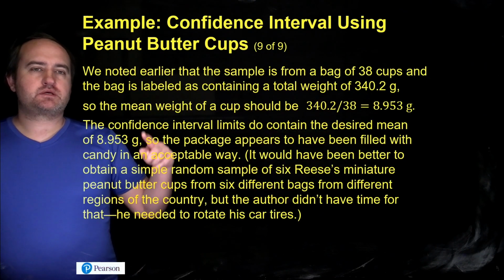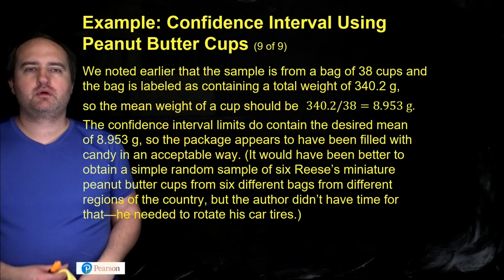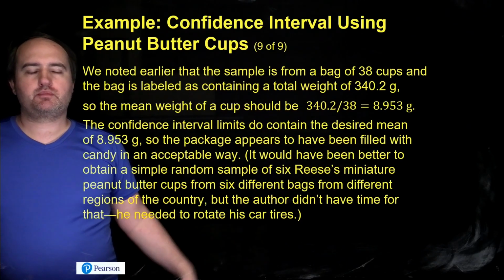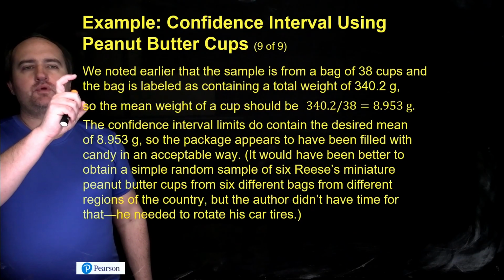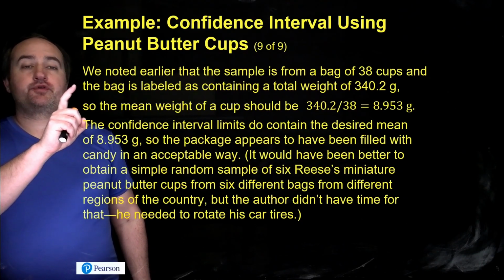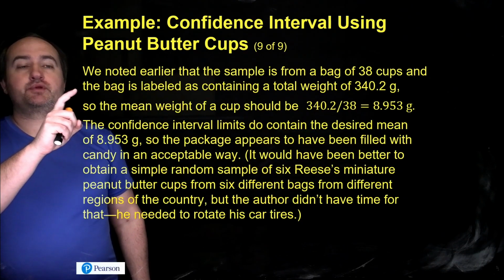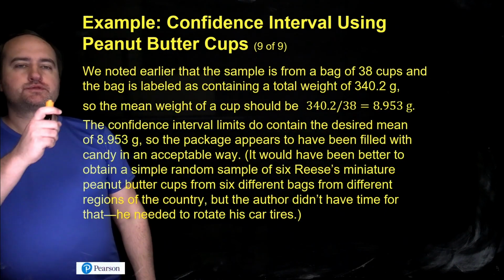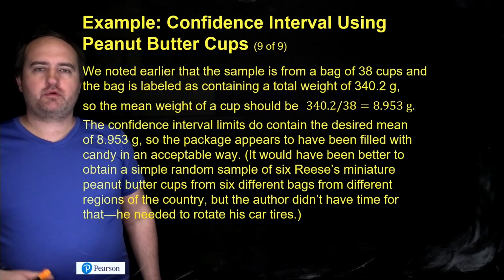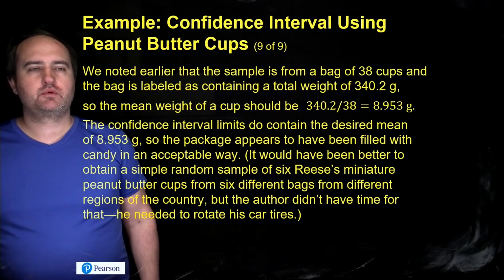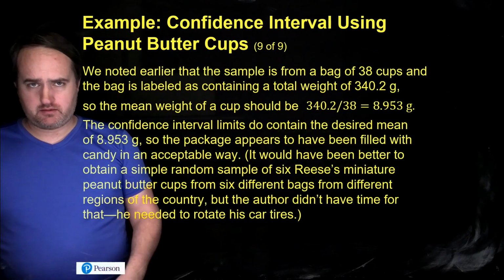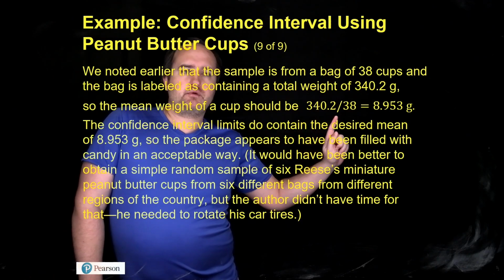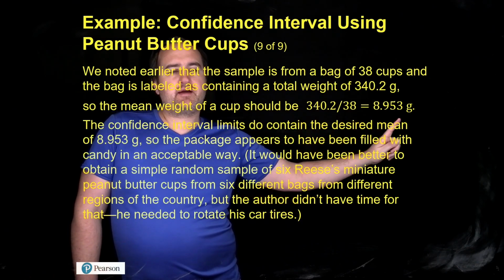All right, and then this is straight out of the book. This isn't as helpful, but I wanted to include it anyway because it's a little bit funny at the bottom. So in the book they say, we noted earlier that the sample is from a bag of 38 cups and the bag is labeled as containing a total weight of 340.2 grams. So the mean weight of a Reese's Peanut Butter Cup, which are delicious by the way, in case I didn't make that clear already, should be 340.2 divided by 38, which is 8.953 grams.